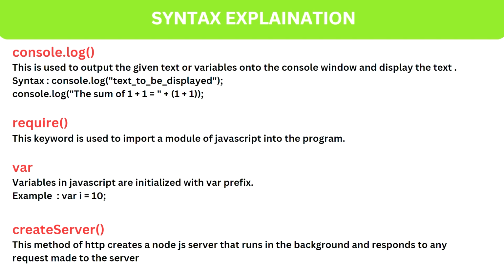Console.log. This is used to output the given text or variables onto the console window and display the text. As we used it in the previous example program, we had used it to display the text hello and the text Node.js web server at port 8080 is running.